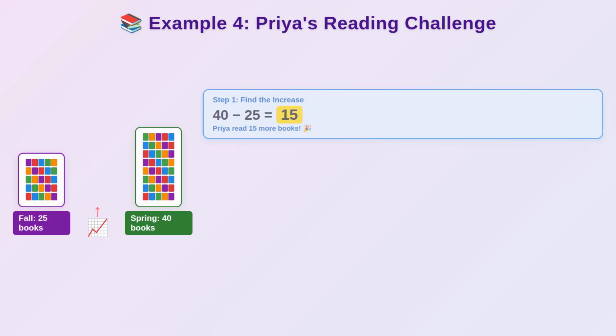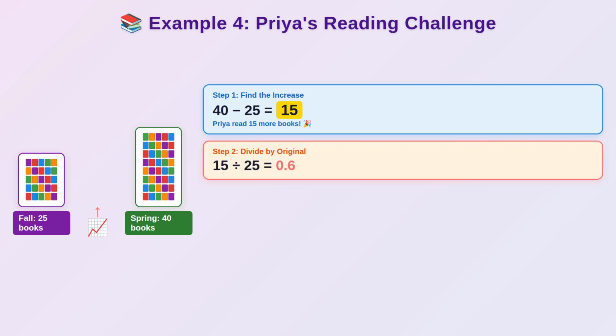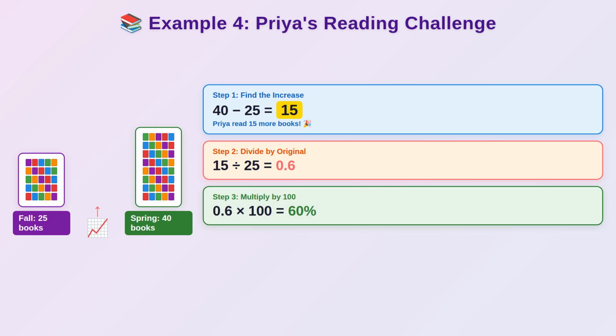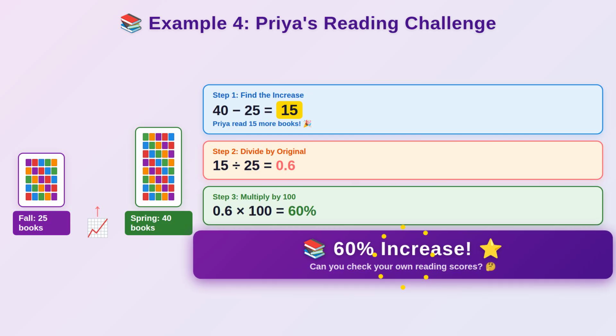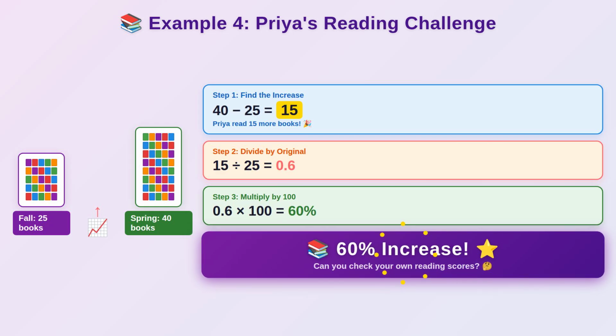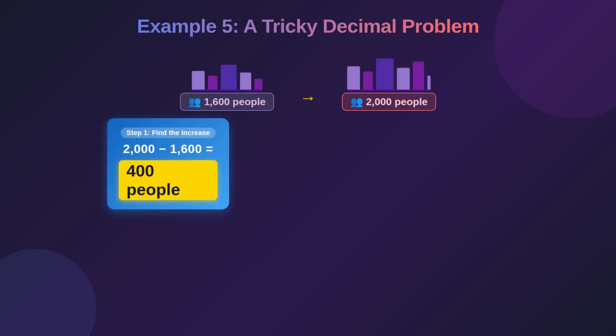Let's try a trickier one. This is the kind Maya sees on tests. Priya read 25 books in the fall semester. In the spring, she read 40 books. What's the percent increase? Step 1. Find the increase. 40 minus 25 equals 15. Priya read 15 more books. Step 2. Divide by the original. 15 divided by 25 equals 0.6. Step 3. Multiply by 100. 0.6 times 100 equals 60. Priya's reading increased by 60%. Now Maya is trying to figure out her own reading percent increase. How about you? Can you check your own scores?